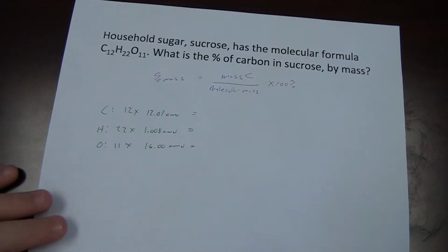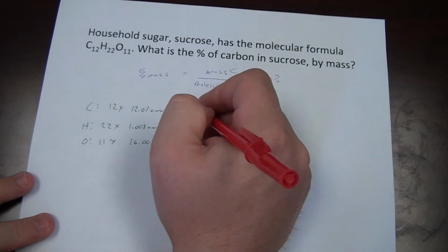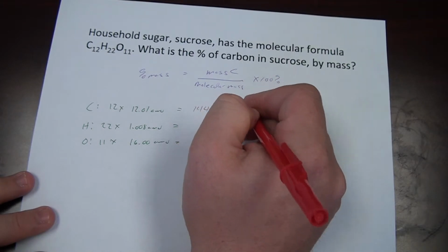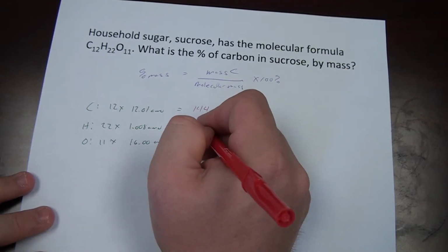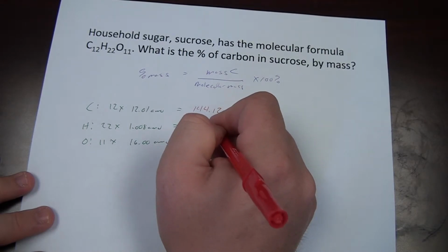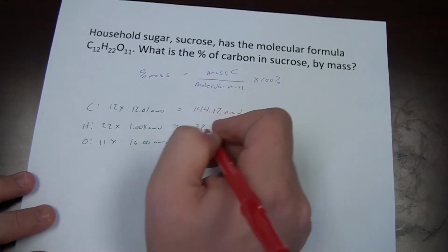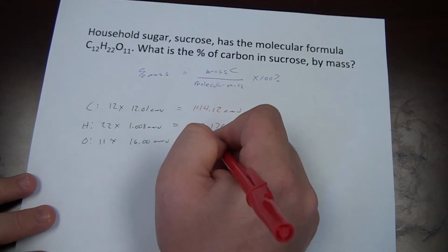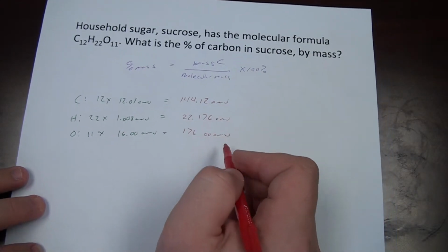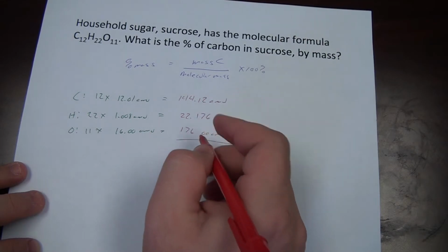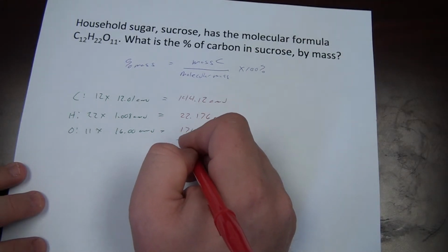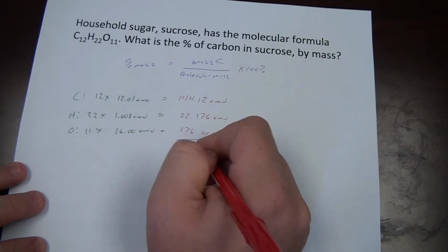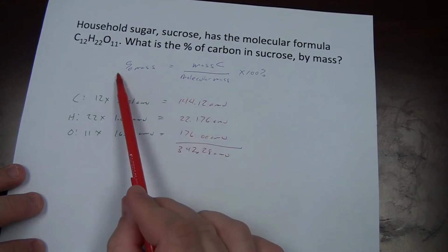So if we look at this, the mass of the carbon, 12 times 12.01 is 144.12 AMUs. Hydrogen, 22 times 1.008 is 22.176 AMUs. And oxygen, 16 times 11 is 176.00 AMUs. So if we add them all up, the molecular mass is 342.28 AMUs. But we're not looking for this number, we're looking for the percent by mass.